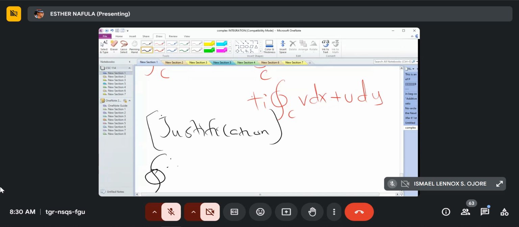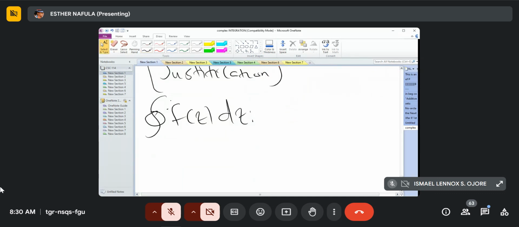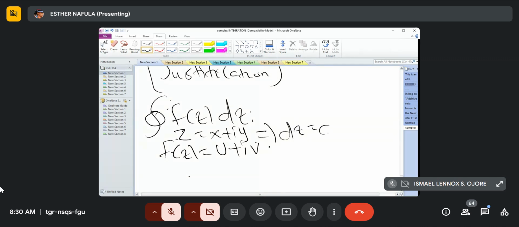You want to evaluate the integral f of z dz. But we know that f of z is the function u plus I times v. We also know that z, maybe we should have started from z, is x plus iy. F of z is u plus iv. Z being equal to x plus iy implies dz is dx plus I times dy.